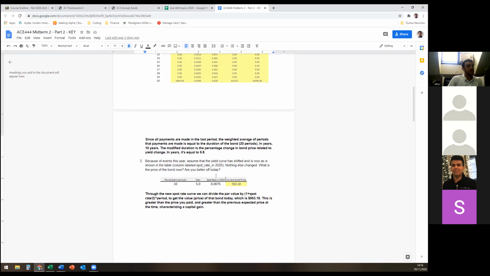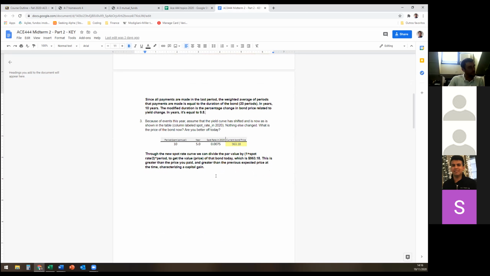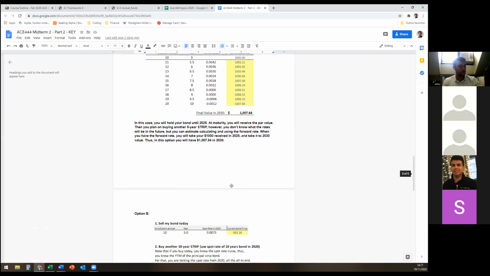Now question 3 starts, I guess, to be a little bit different than what we did, but actually we did that on a homework. I can't remember which one. So question 3: because of events this year, assume now that the yield curve has shifted and now we have the new spot rate curve or yield curve in 2020, which is down here as well, right? Which was given to you.